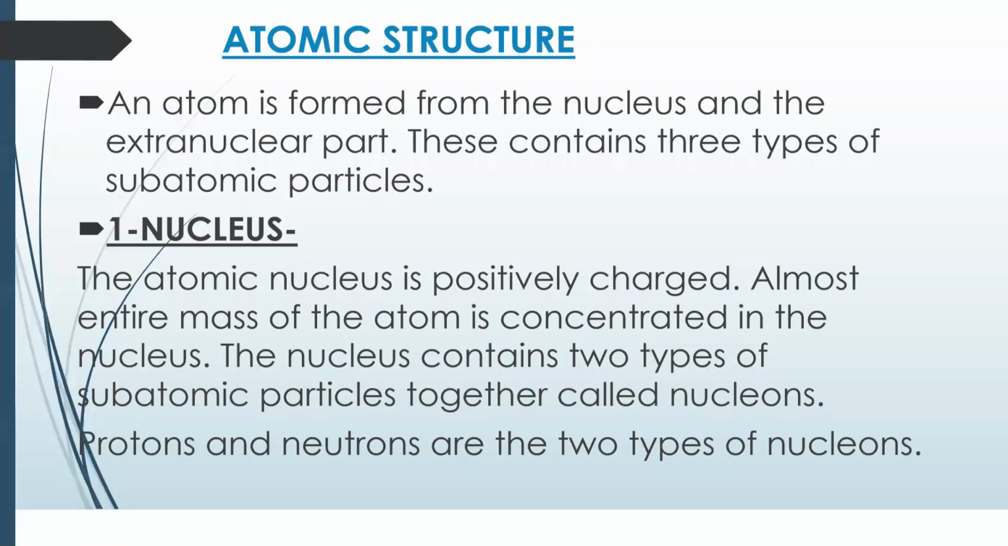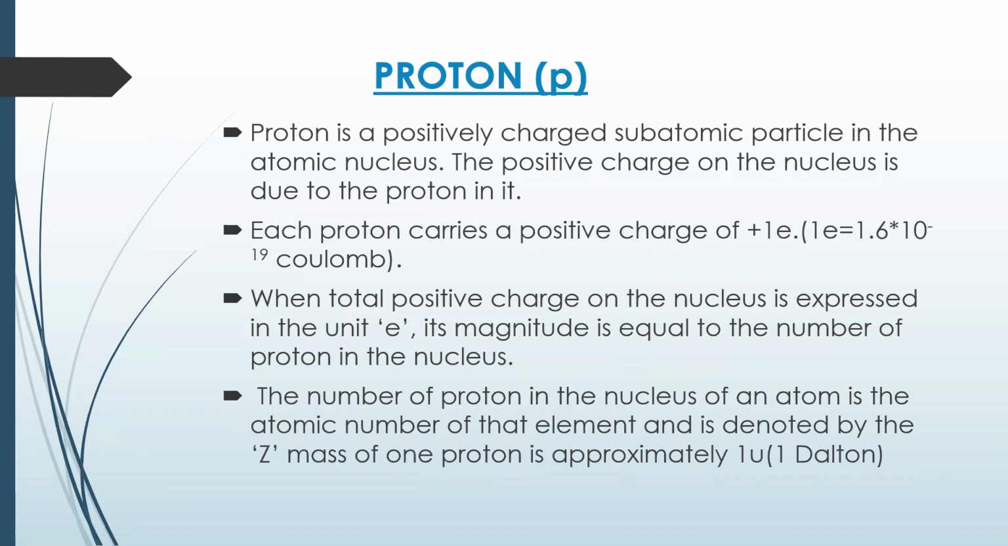Number one, proton. Proton is a positively charged subatomic particle in the atomic nucleus. The positive charge on the nucleus is due to the protons in it. Each proton carries a positive charge of plus 1 e. 1 e equals 1.6 into 10 raised to the power minus 19 coulomb.